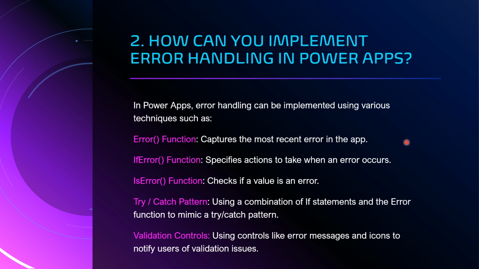The Error function captures the most recent error in the app. The IfError function specifies the actions to take when any error has occurred. The IsError function checks if a value is an error. Try-catch pattern: you can use a combination of an If statement and the Error function to mimic the try-catch pattern. And the last one, validation control, using controls like error messages or icons to notify users of validation issues.